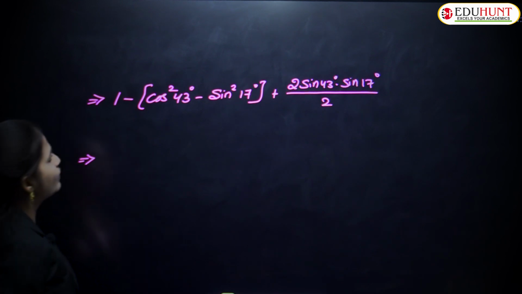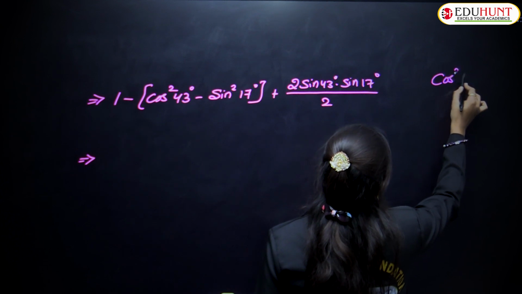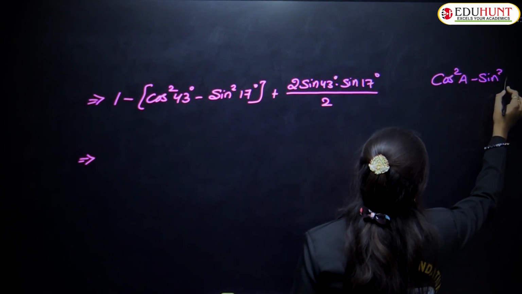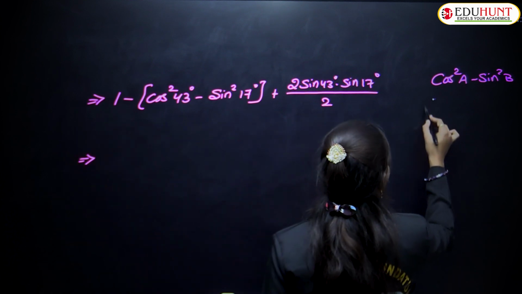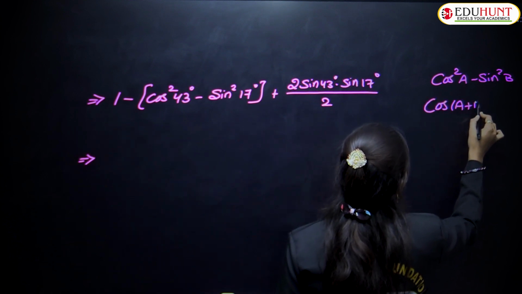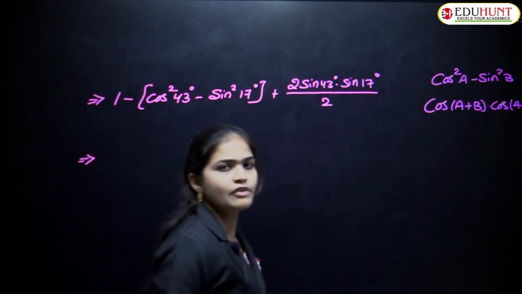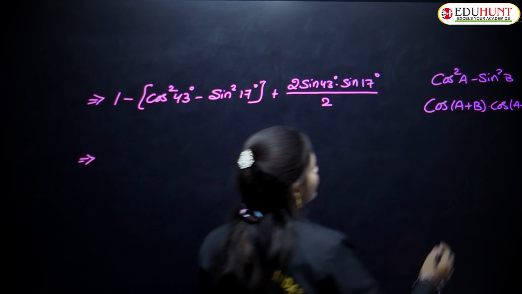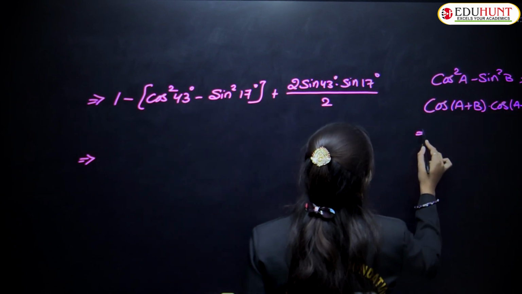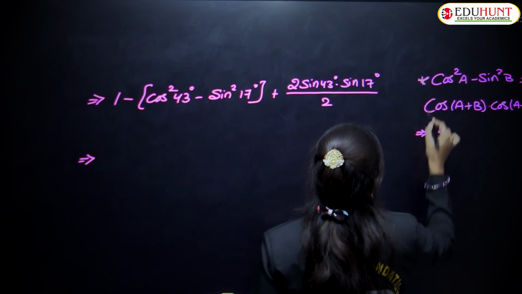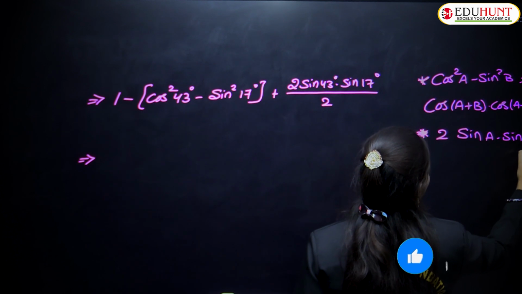Now observe that this is in the form of cos square a minus sine square b. This is the formula for cos of a plus b into cos of a minus b. This is one of the formulas we have to apply. And observe this one: another one is 2 sin a sin b.